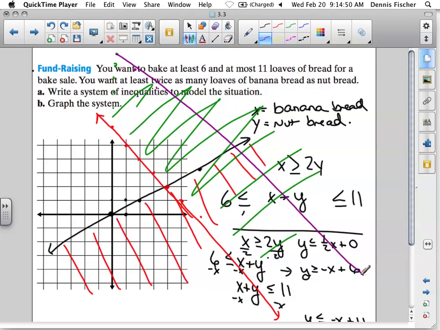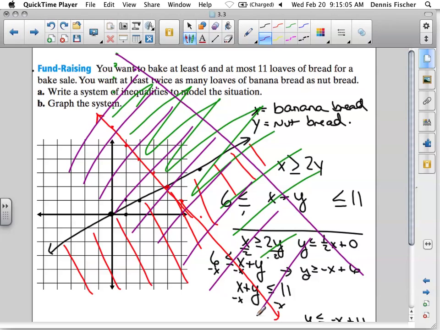What point can I try? 0, 0. 0 plus 0 is less than 11. True. So I'm going to shade inside here. Okay. Now, where's my answer?